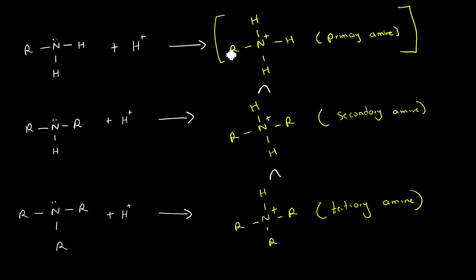Why? Because these R groups push electron density towards your positive center. When you push electron density towards this positive center, the positive charge is diminished at a certain point, so you can stabilize this compound. Here you have two paths to stabilize the compound, here you have three. According to this stabilization, you will see that the tertiary amine is much more stabilized, which means this reaction is much more feasible.